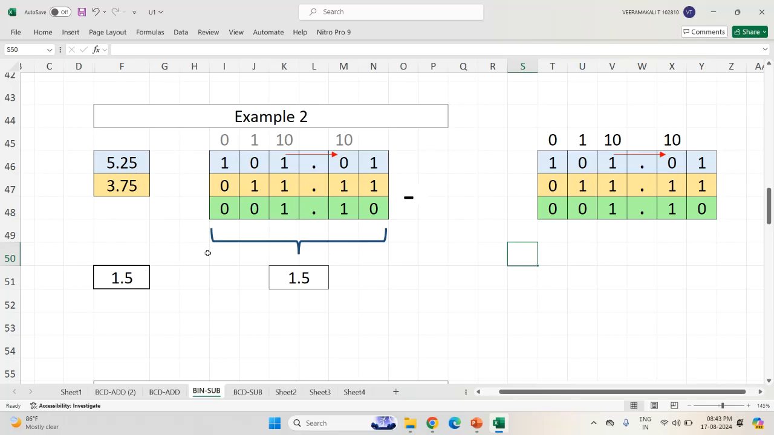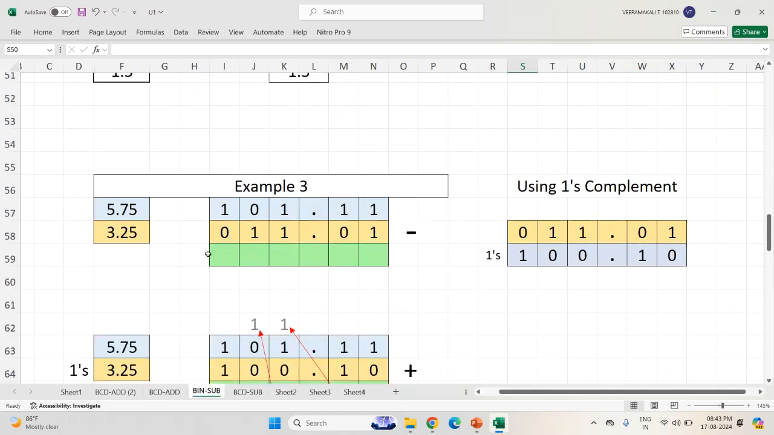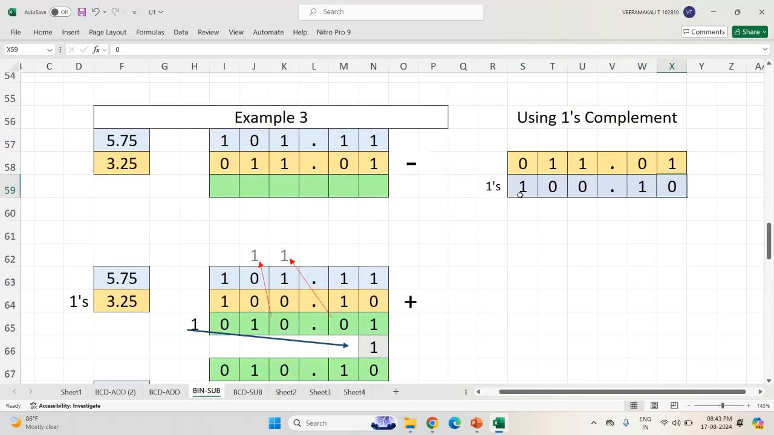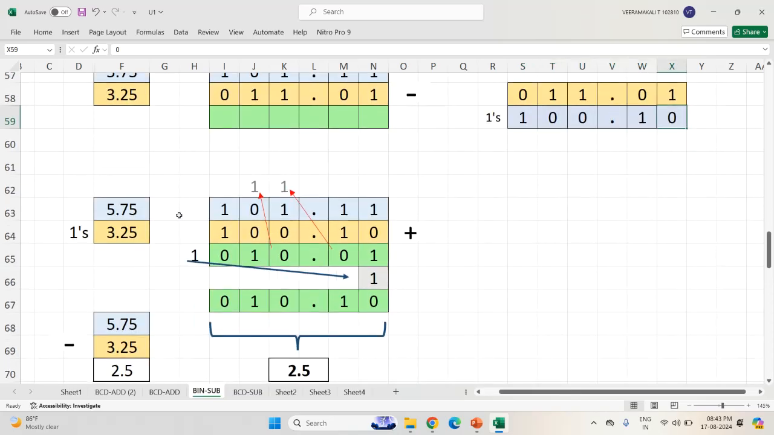Let's move to the binary fractional numbers by using the 1's complement method. The second number can be converted into 1's complement number. So I can write the second number here and convert all zeros into 1, 1 into 0. So the 1's complement number is 100.10. I can add this result with the first number.